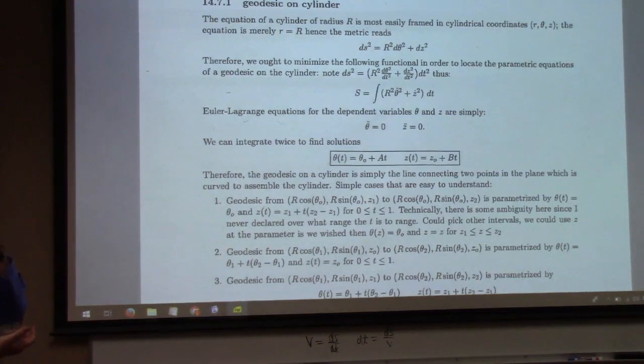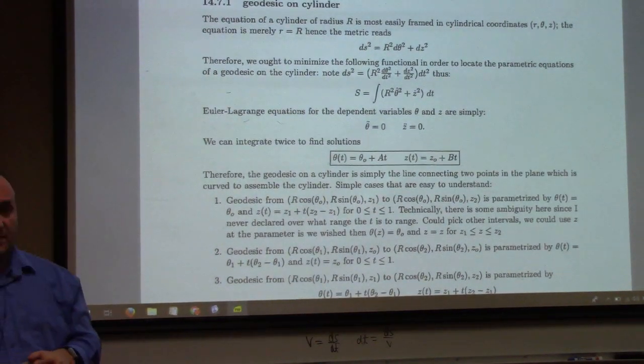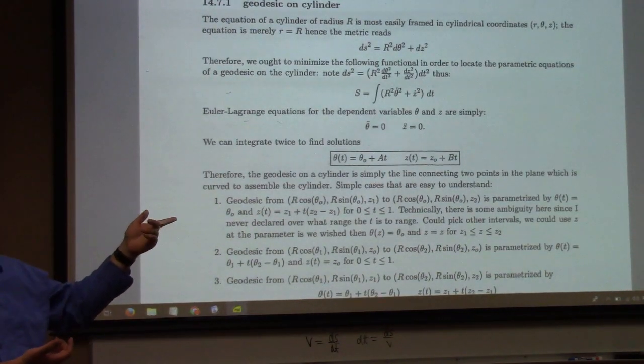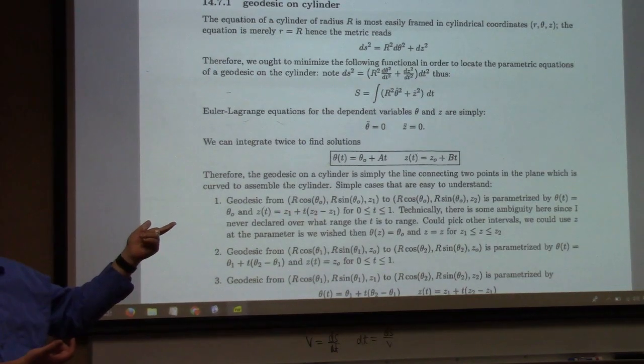And so you could also do it if you try to find the great circles on a sphere, right? Because there's a relation between the kinetic energy and the metric, right? If you just take the kinetic energy and multiply by dt squared, it gives you the metric.